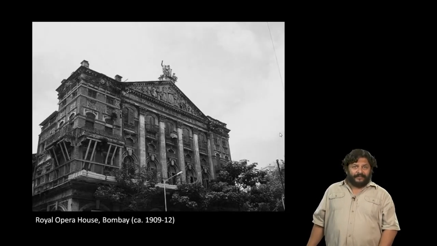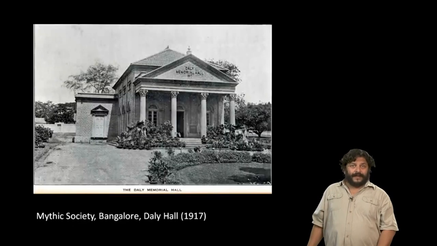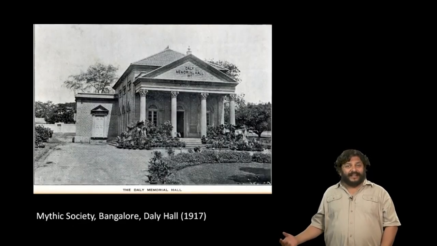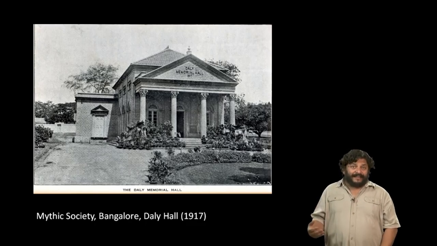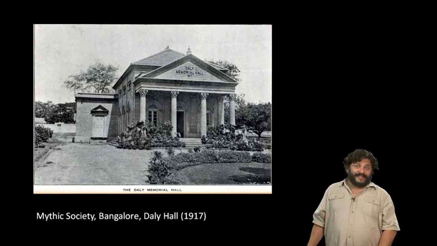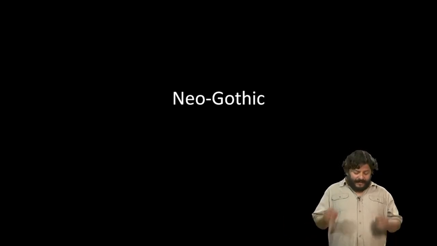The Opera House in Bombay, a kind of mannerist take on the neoclassical. And of course, the Mythic Society in Bangalore, which also is a very late example of a neoclassical facade. The Neo-Gothic of Bombay is really championed by the governor of Bombay, Sir Bartle Frere.